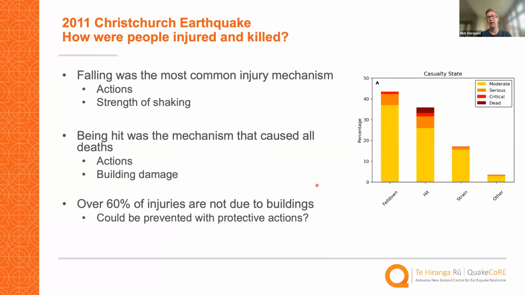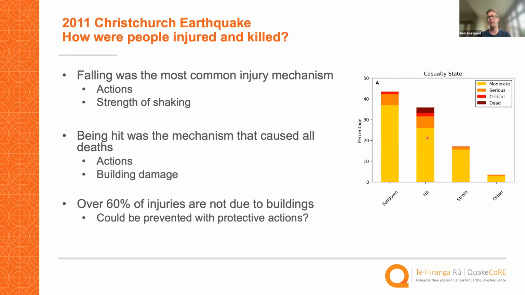Another question we can delve a little bit deeper into is how people were injured or killed in the Christchurch earthquake. We had a few more different classes in the larger data set, but we can break this down now into injury mechanisms, such as falling, being hit, straining, which is another one from strong motions, or other. And we can see that in the Christchurch earthquake, across all of the data set, nearly 45% of people were injured from falling down, then being hit, and then strains.